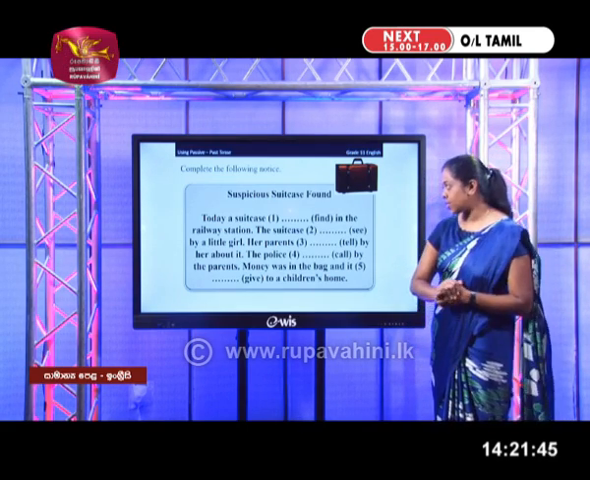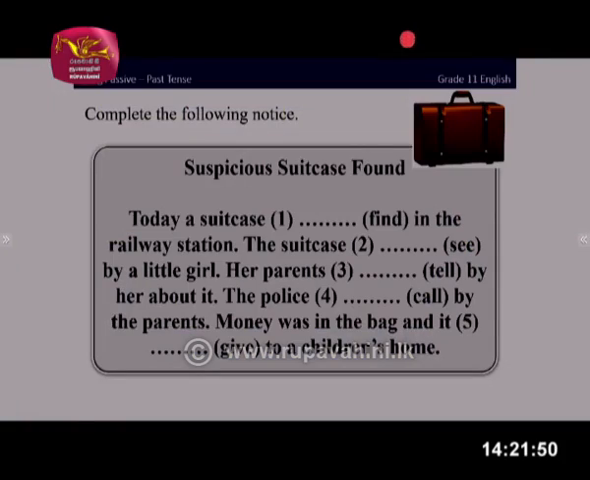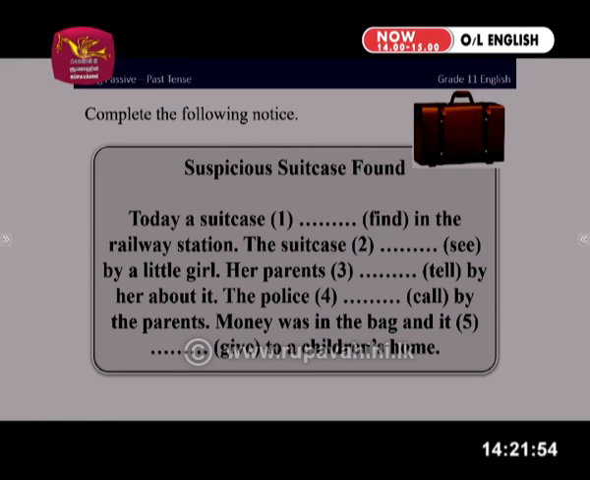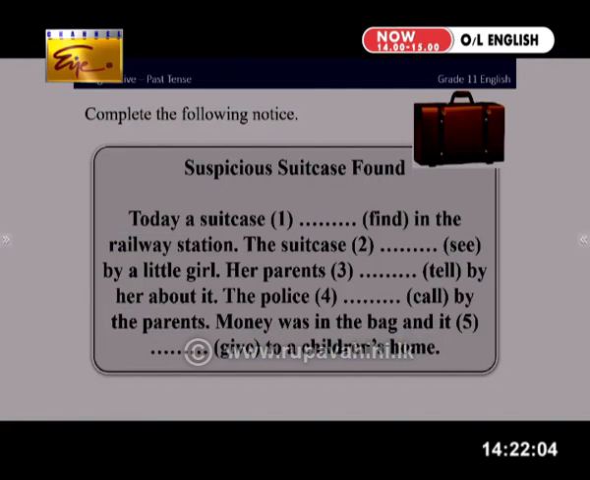Here, your task is going to be quite easy because the entire paragraph is written in the passive form. What you have to do is to use the correct form of the verb. But when you are given such an activity, how do you identify the tense? There can be clues, and in this particular activity you have a clue on the title itself, suspicious suitcase found. So you know that we are talking about a past event. Right. Let me read it for you.